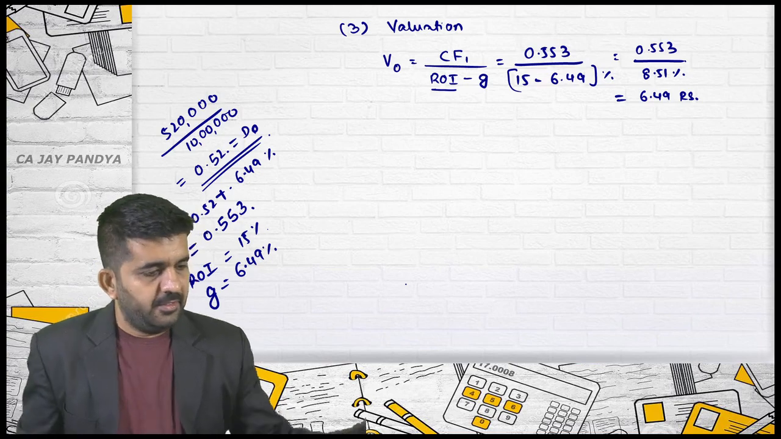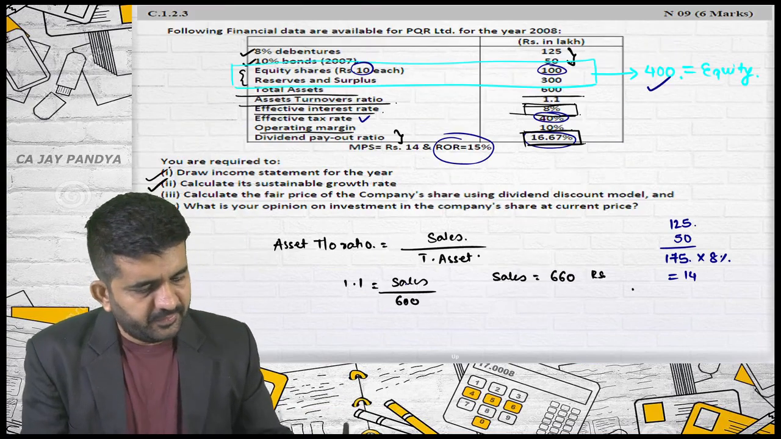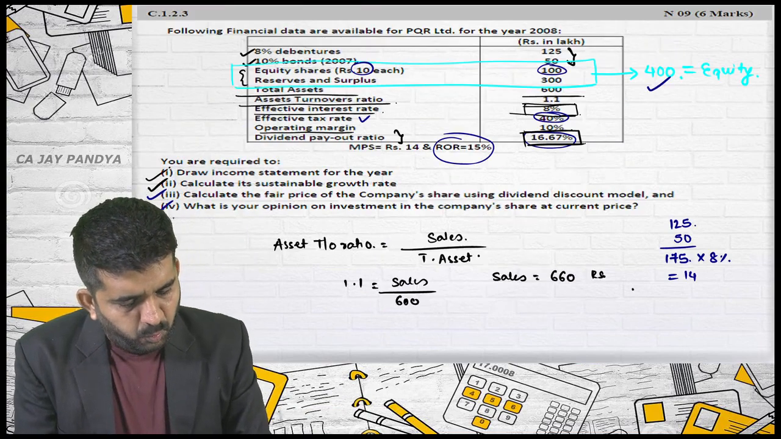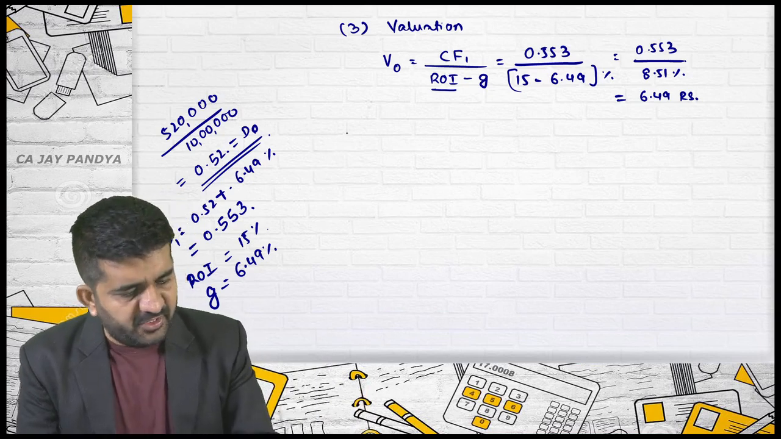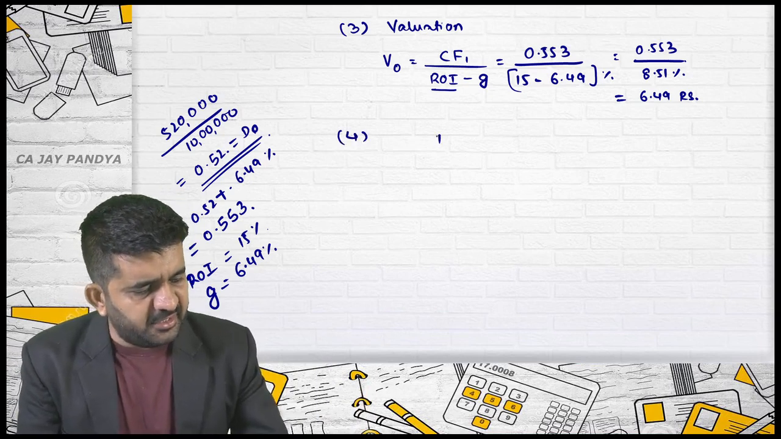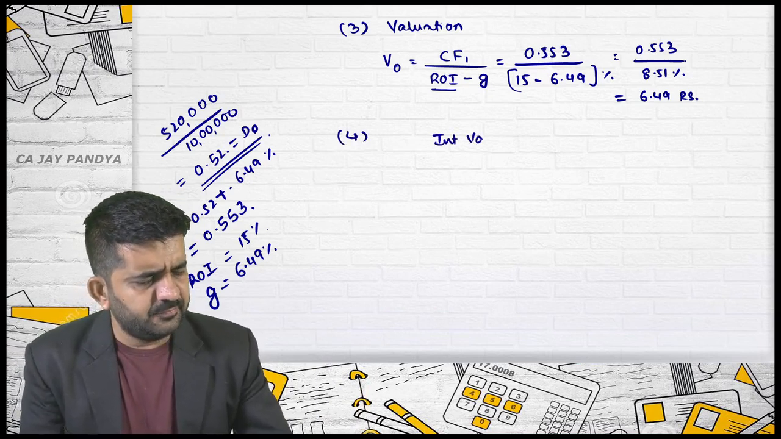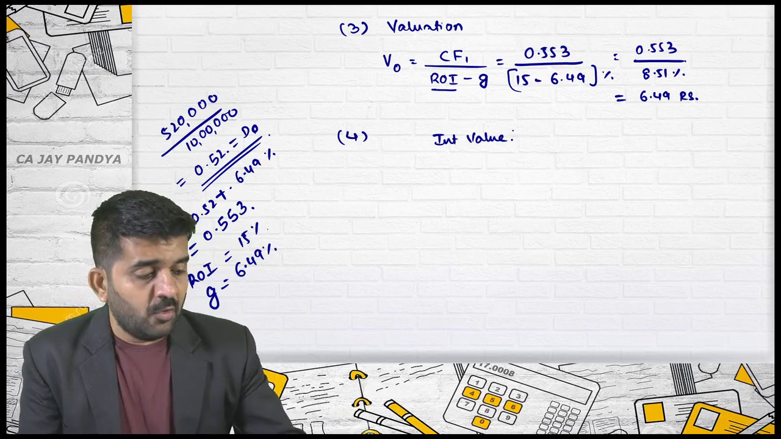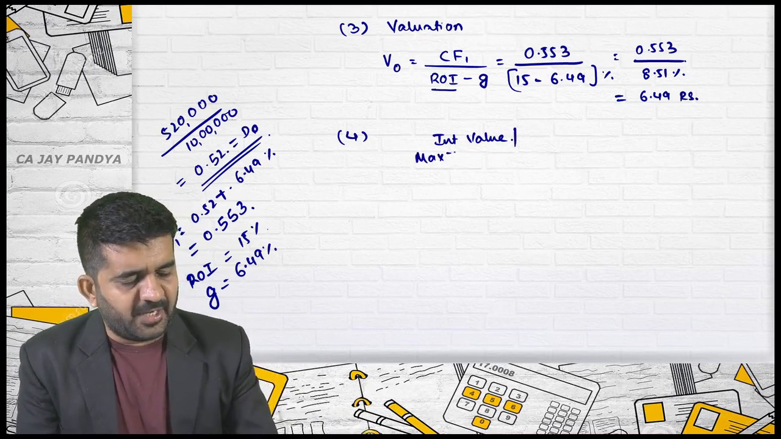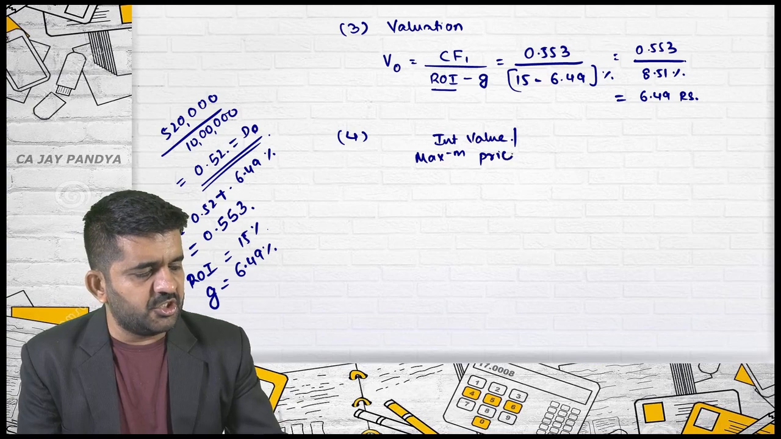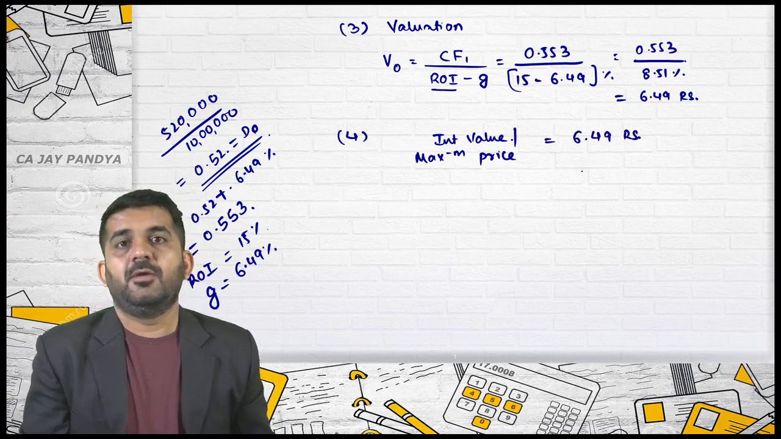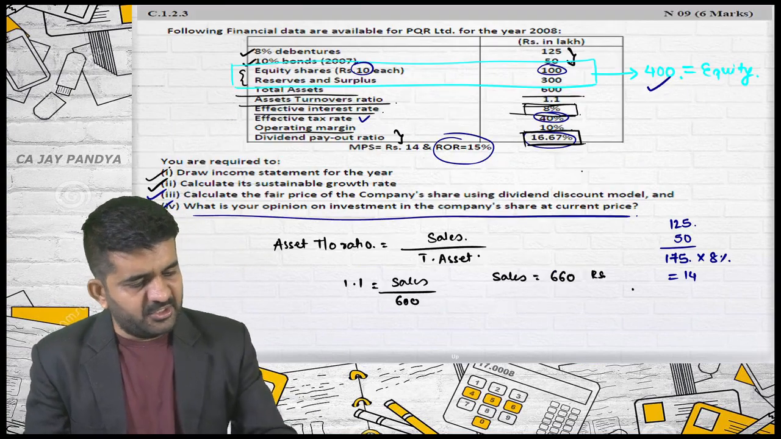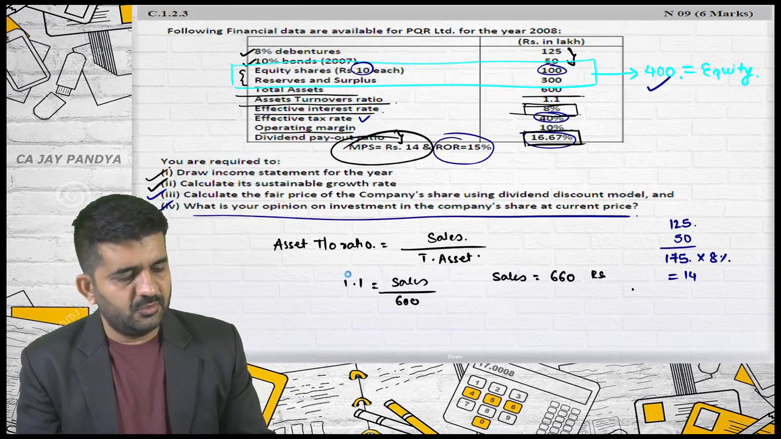Fourth question. What is your opinion on investment in the company at current price? What is your valuation of the share, or what is the intrinsic value of the share, or what is the maximum price you are ready to pay for the share? It is 6.49 rupees. What is the market price of the share? 14.